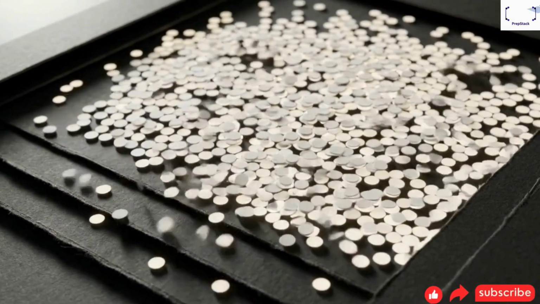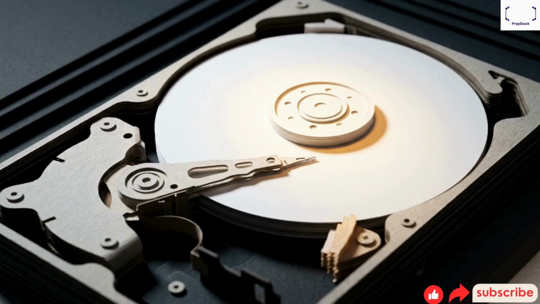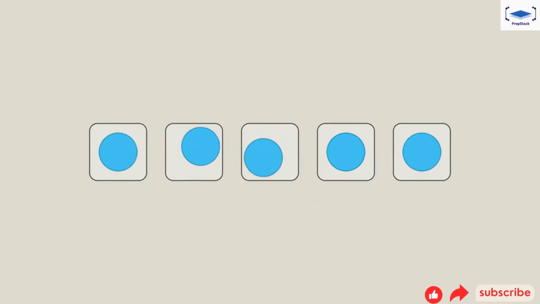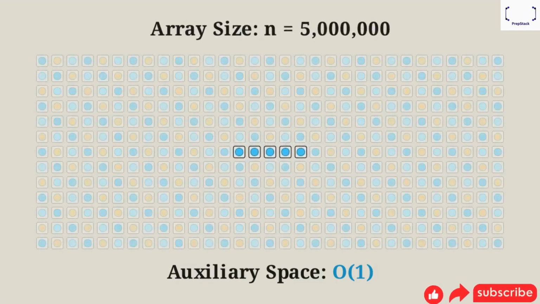We must also consider space complexity, which is how much extra memory a computer needs to do the job. Notice how the spheres swap places inside their existing slots. The computer doesn't need to create any new, temporary storage while it works. Because the memory needs stay the same whether you have 5 spheres or 5 million, we call this O(1) space.